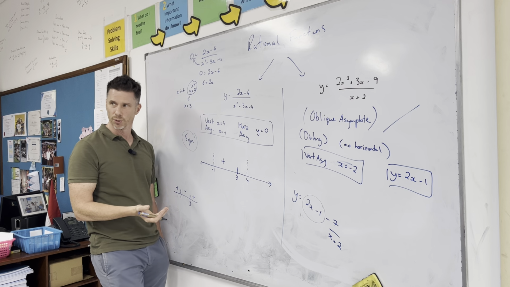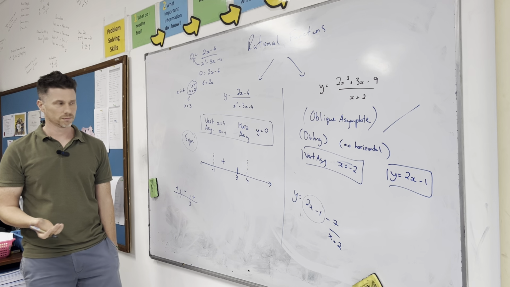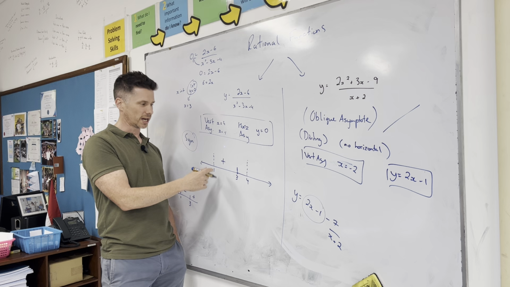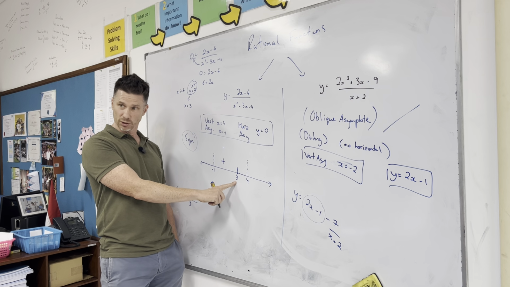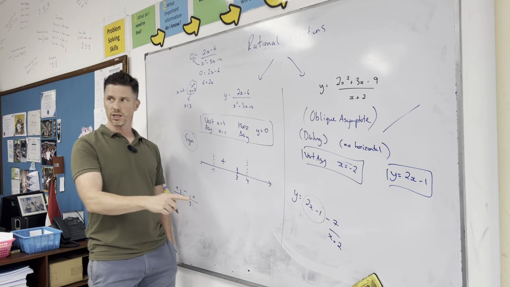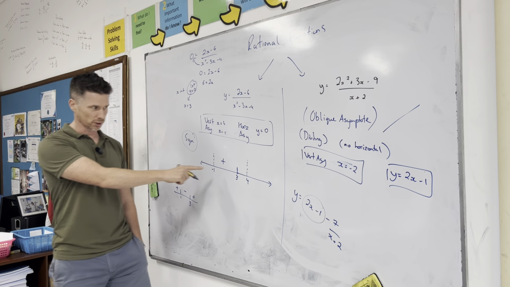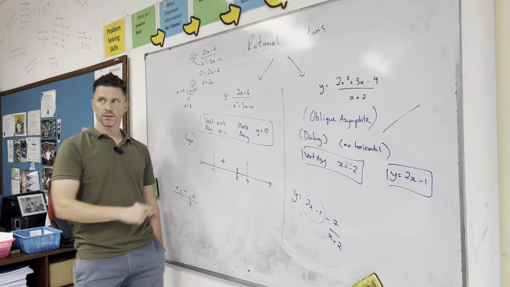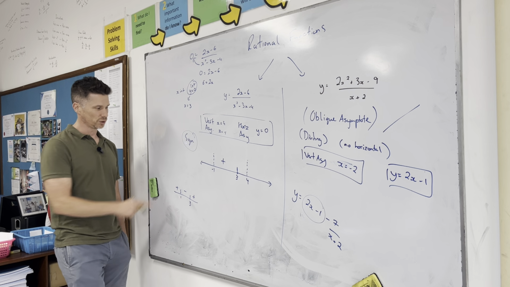So if I test any point, it'll all be the same. There's no reason it would change, because this is where it crosses the x-axis and this is an asymptote, so between those two, it can't change sign. Otherwise, it would have to cross the x-axis again. Yeah? Do you get this?